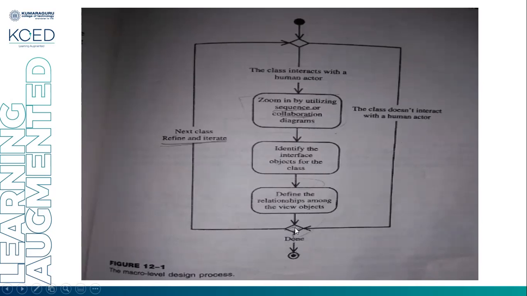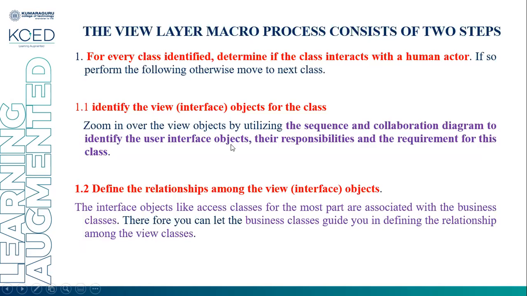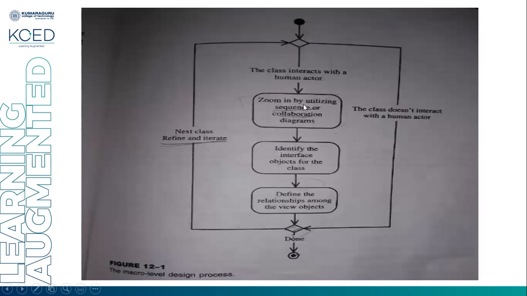Then you take the next class and refine and iterate. This is an iterative process. You go on continuously. If a class comes that does not interact with the human actor, that will not be included in the process. So all the classes which interact with the human actor should go through this process, and they are all properly gathered as objects of the user interface.